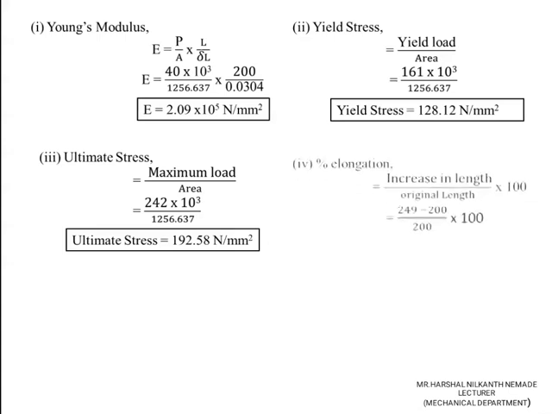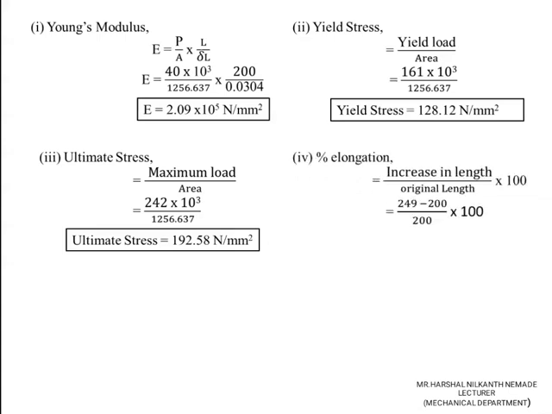And the last thing they have asked is percentage elongation. Percentage elongation formula is increase in length divided by original length multiplied by 100. Increase in length is 249 minus 200, divided by original length 200, multiplied by 100. After solving, percentage elongation is 24.5%. So this is your numerical.